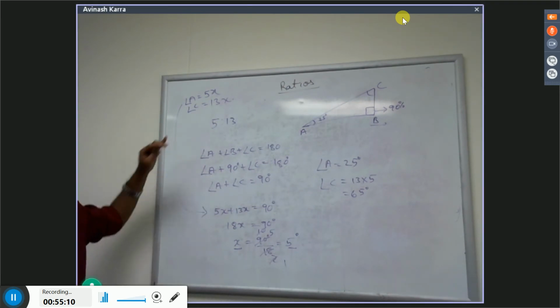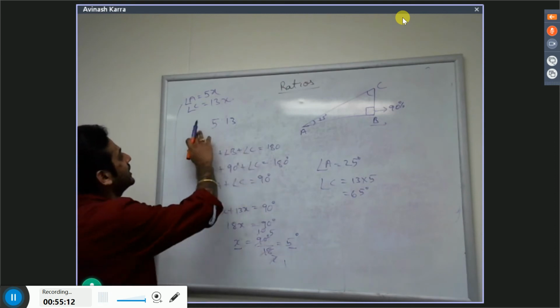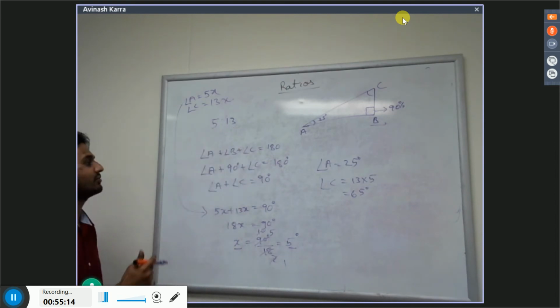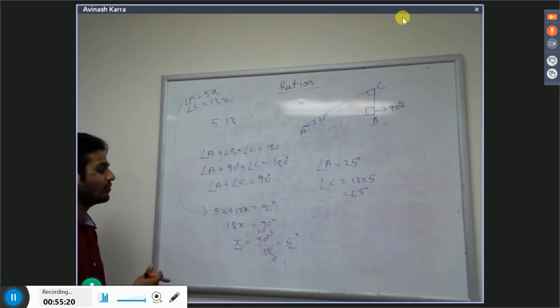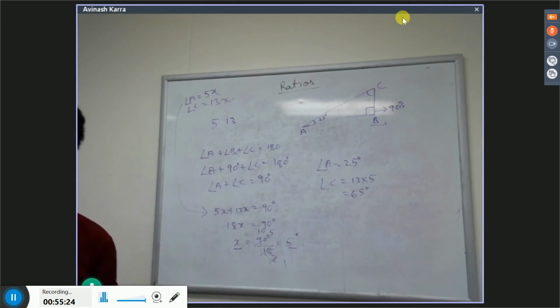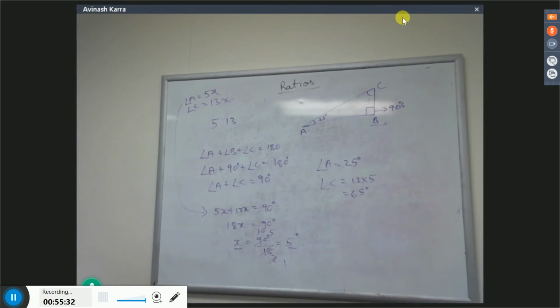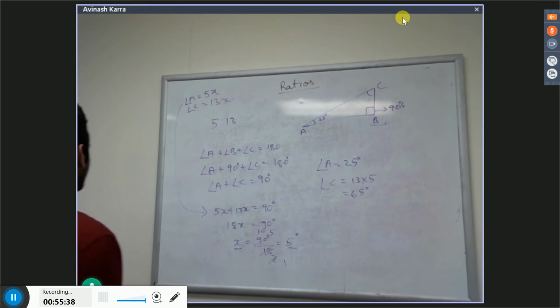So you understood, if you get a question in a ratio and they ask to find some values, you understood how to find it, right? So simple. Go through the examples, solve them on your own. Definitely you can understand. Next, coming to the proportion.